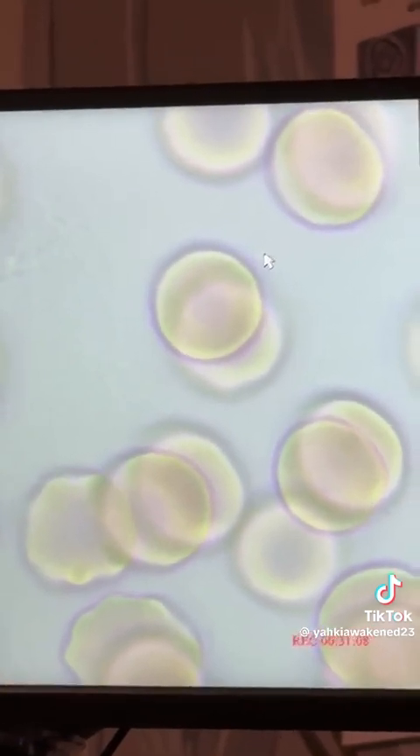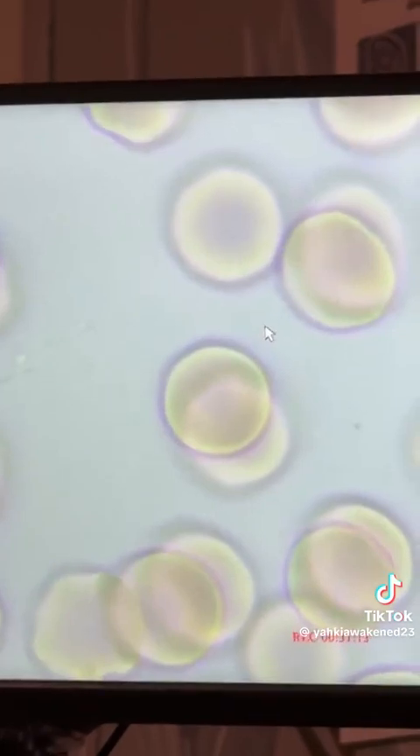Y'all see it over there? Let's bring it over here though and go to a different objective to see if we see it better. You see it just went behind that red blood cell like that? They be hiding, boy. Y'all see it, y'all? I'm gonna zoom in on it. Look at that sucker.